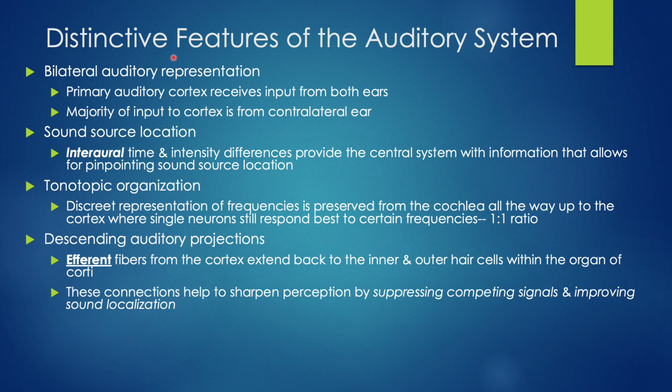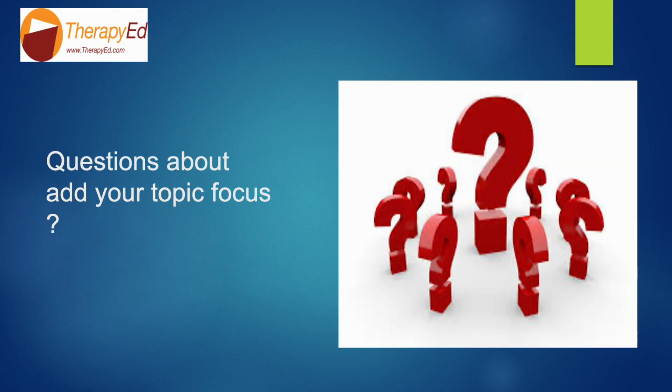And then the descending auditory projections, efferent fibers from the cortex, extend back to the inner and outer hair cells within the organ of Corti and the cochlea. And these help sharpen perception by suppressing competing signals and improving sound location to keep us safe.